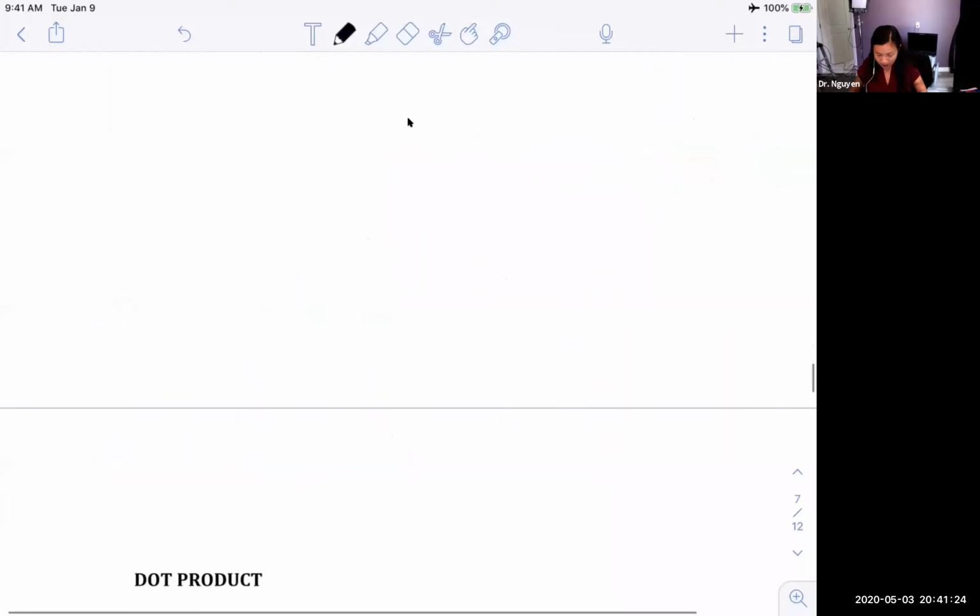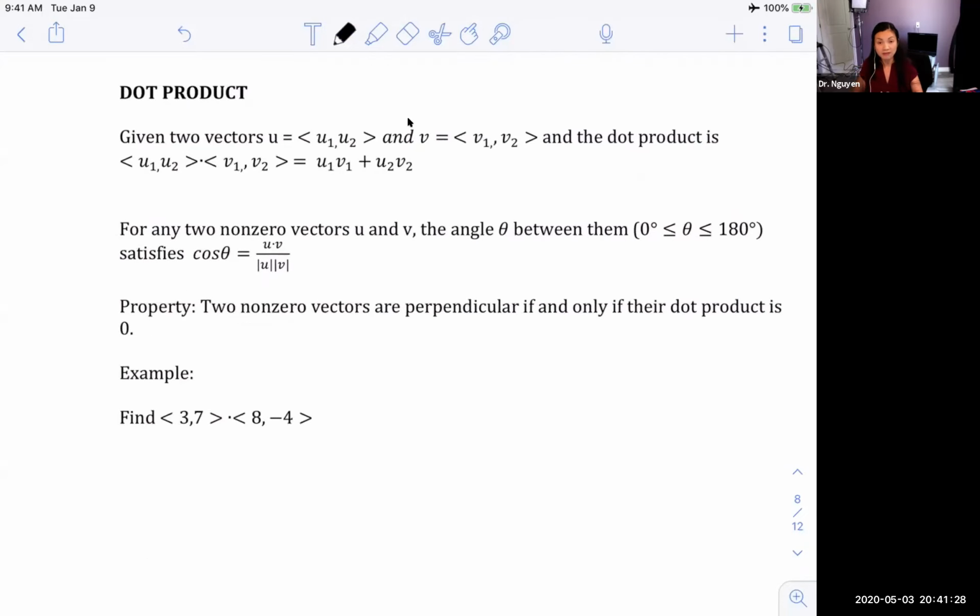Moving on. So when we talk about vectors, you will run into something called a dot product. The dot product of two vectors is defined by u1 v1 plus u2 v2. As you can see, the dot product is going to give you a number. And then we have cosine of theta is going to be the dot product over the magnitude of v times the magnitude of u. I have to mention the property right there, because that property is very important. If you have two non-zero vectors and they are perpendicular, then the dot product has to be 0. And it goes the other way around as well. So if the dot product is 0, then you know the vectors are perpendicular.